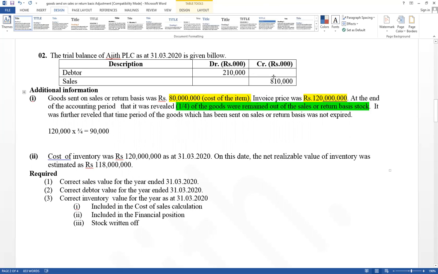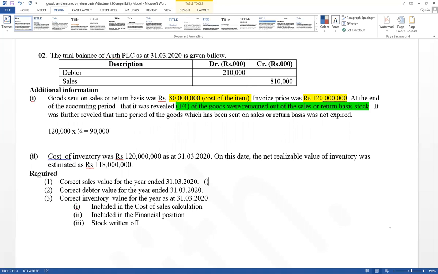Not remove now. Reason: it has not been recorded, but 3/4 is sales. Therefore, now based on selling price, 3/4 should be calculated. It should be recorded as a credit sale. Therefore, now not remove, it should be added. The debtor value should be added 90,000 and the sales value also should be added 90,000. That's the correct sales value.